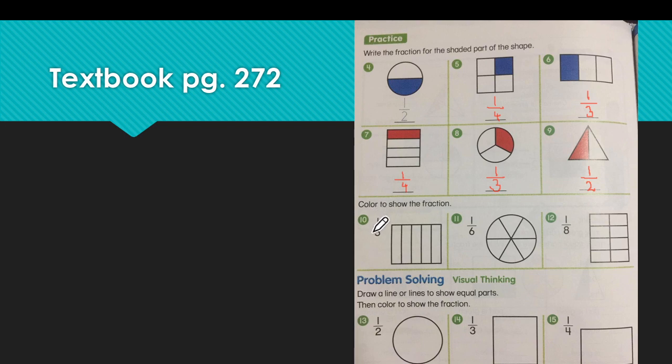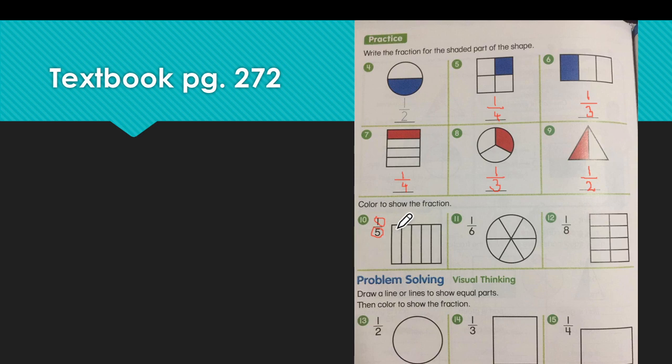1/5. This shape is divided into 5 equal parts. Can you see? 1, 2, 3, 4, 5. This is the number of equal parts. What is this number 1? Number 1 means how many parts should be shaded or colored. You can take any color pencil that you want, red, blue, orange, yellow, green, and you need to color one part with a color as you wish.